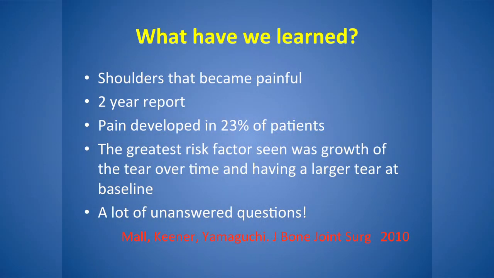One of the more recent studies that we did is we analyzed shoulders with new pain at the 2-year report. And what we found is about a quarter of the patients at 2 years started to develop some pain in their previously painless shoulder. The risk factors for predicting the onset of pain were twofold. Number one, if your tear was slightly larger at the time we enrolled you in the study, there was a slightly greater risk for development of pain over time.